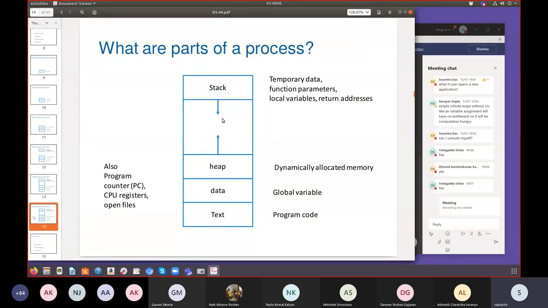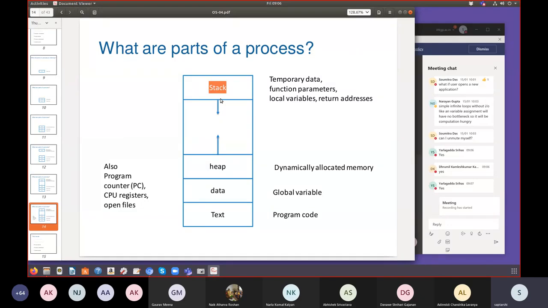This is the kind of representation. The space allocated to a process has all these parts. It has the text, which is the code of the program that it is running, the data, which can again be divided into global variables in this data segment, and temporary or local variables, etc. in this stack segment.